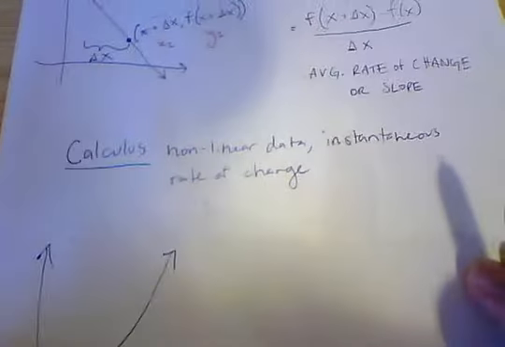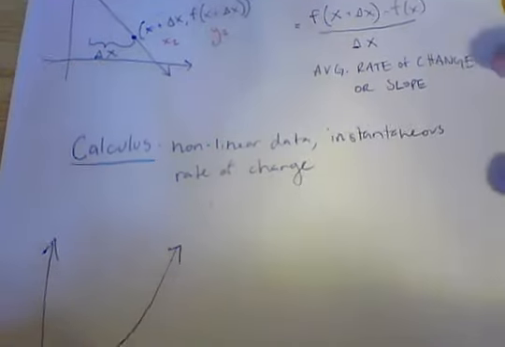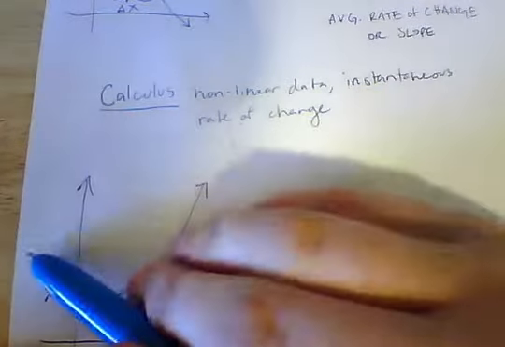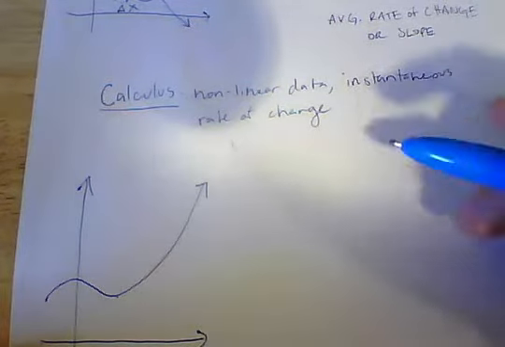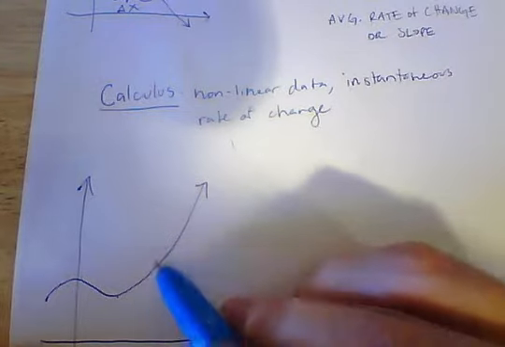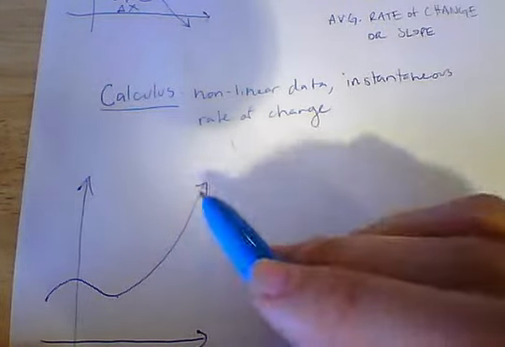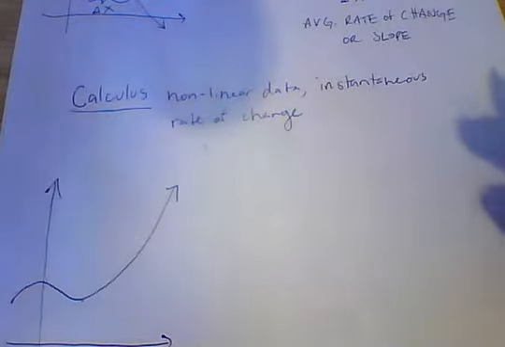So in calculus, we are no longer interested in this average rate of change. That isn't useful to us anymore with curved data. What is useful to us is finding the rate of change at any one of those points on this line. And we can do that the following way.